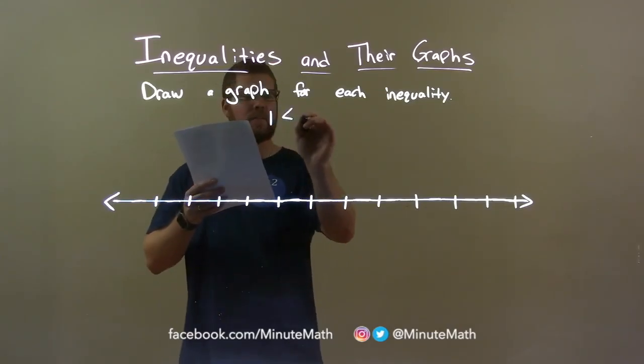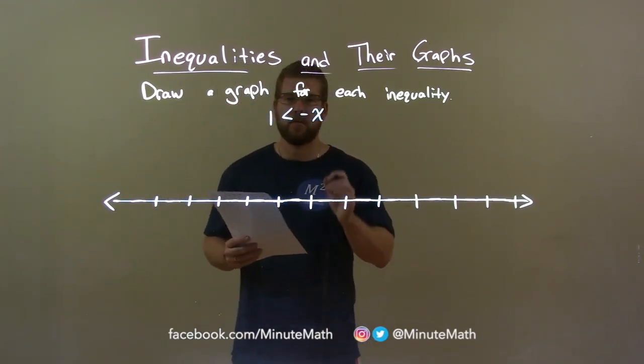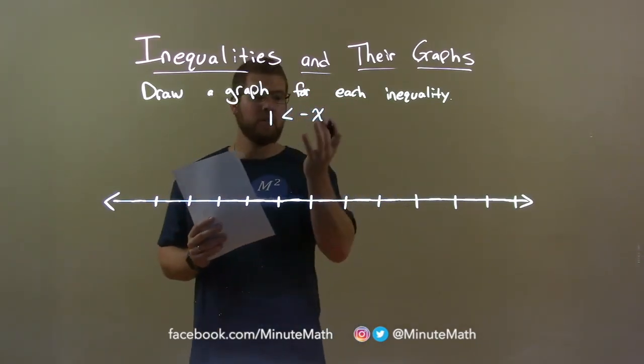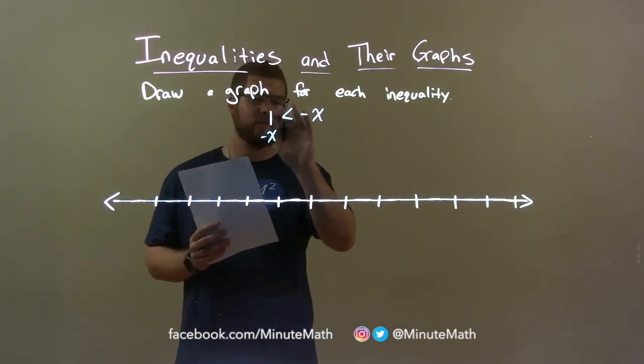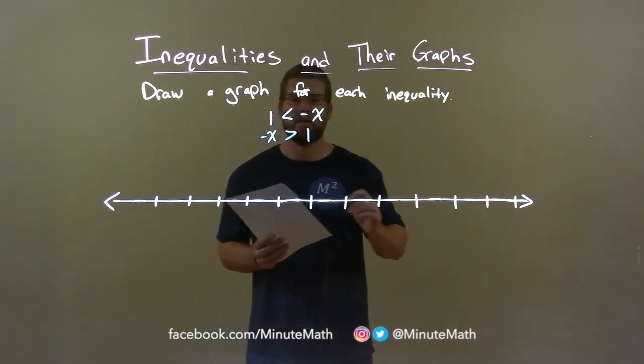1 is less than -x. I want to get x by itself completely. And I like to have it written first. So first I'm actually going to rewrite this. I have -x come first, flip the inequality to a greater than sign, and 1. These two mean the same thing.